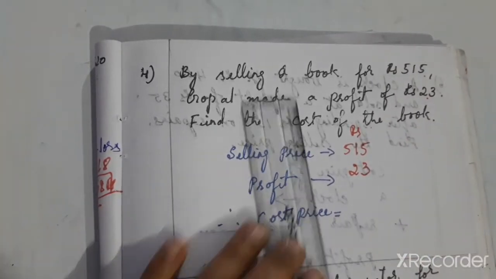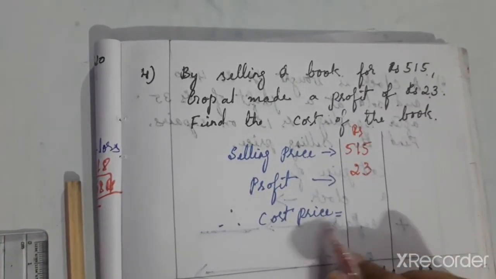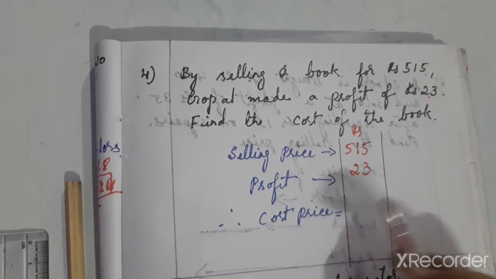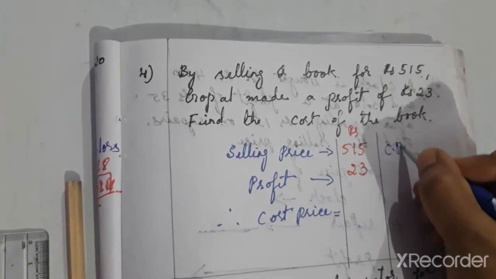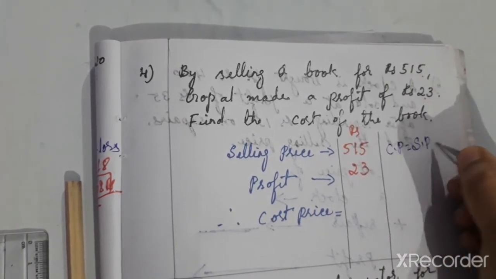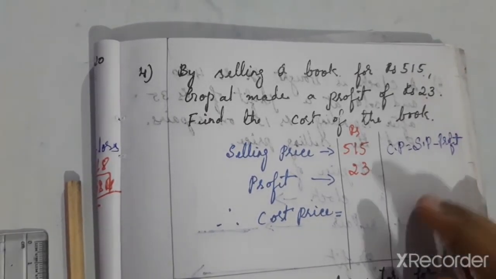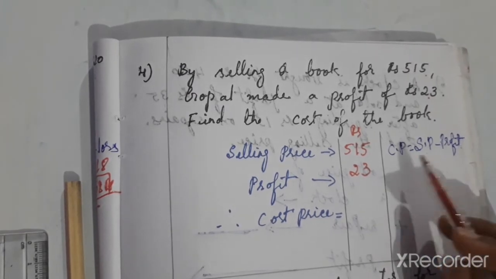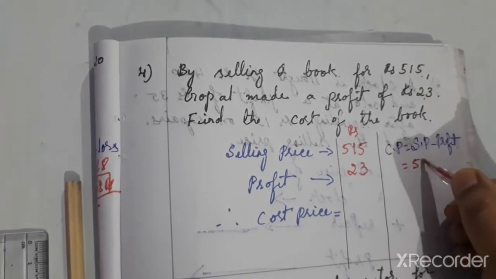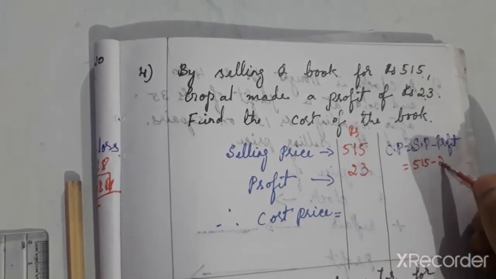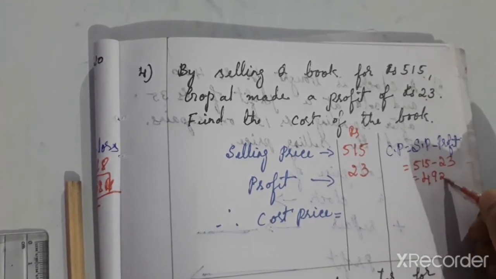Now what do we have to find? The cost price. What is the formula? When selling price and profit are given, the formula is cost price equals selling price minus profit. So what is the selling price? 515 minus profit 23. 515 minus 23 is 492.